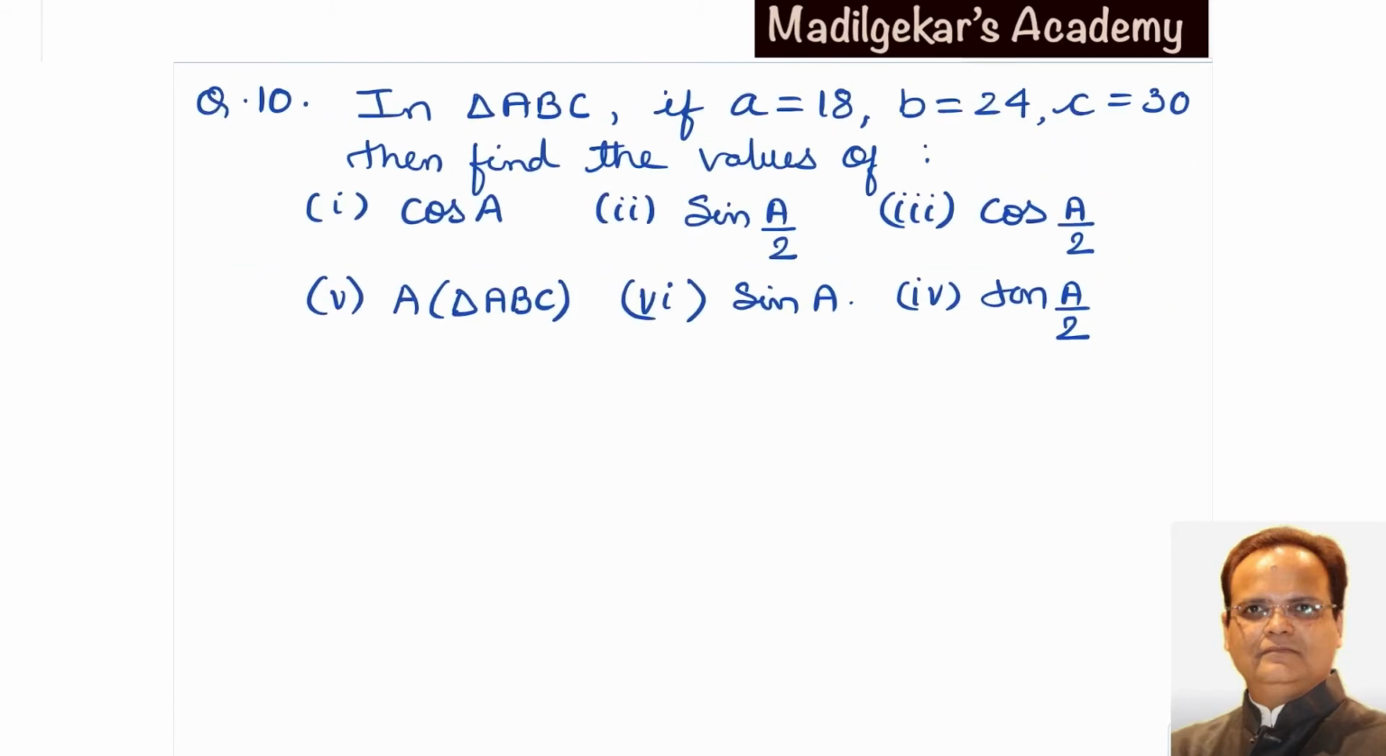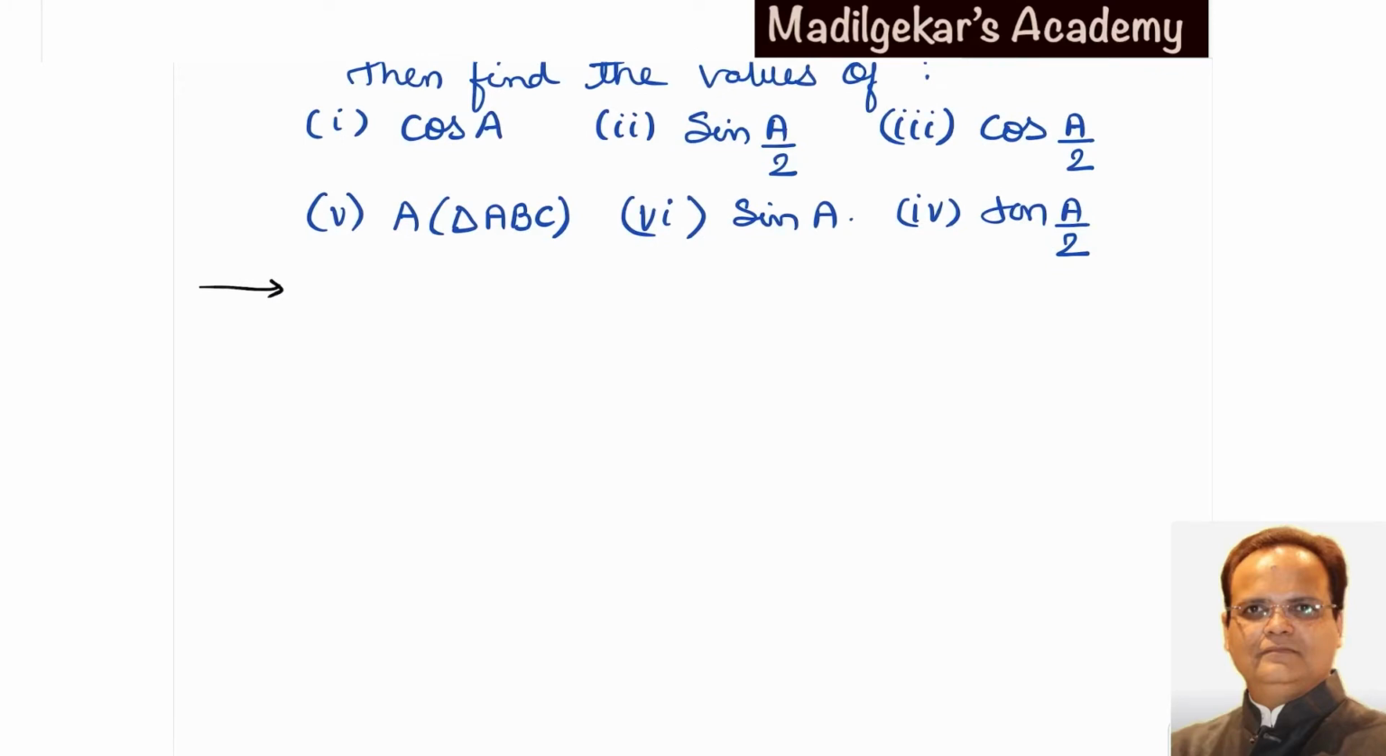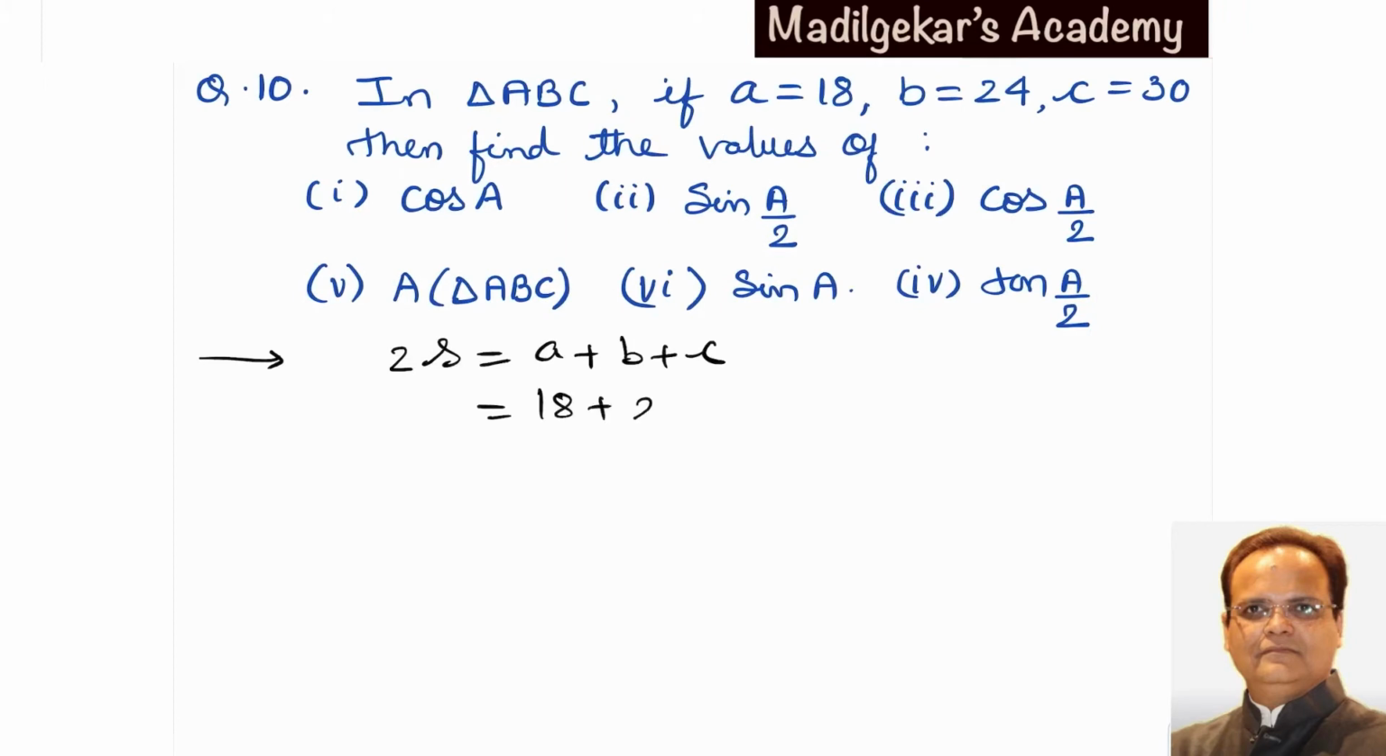Now, question number 10. In triangle ABC, if the length of sides are given, a is 18, b is 24 and c is 30, then find the values of, the first is cos A. Let us find first the value of s. As we know, 2s is a plus b plus c. That is 18 plus 24 plus 30, which is 72. Means s is 36.